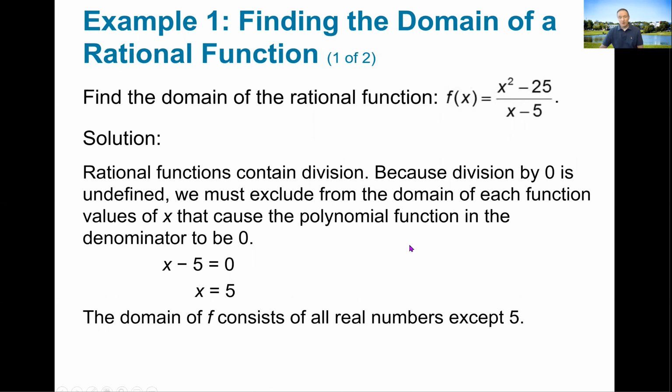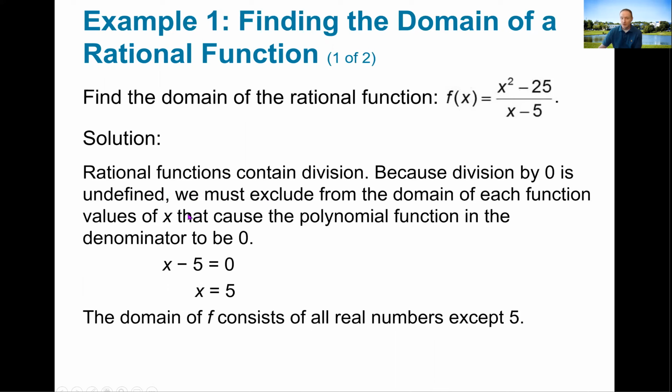Now, finding the domain of a rational function, and I've specifically given you one here that a lot of my students, even really good students, would incorrectly reduce. They'd say, oh, that numerator factors to be x plus 5, x minus 5. The x minus 5s cancel out, so can't I just call this f of x is equal to x plus 5? The problem with that is you cannot cancel out a factor if the fraction couldn't exist in the first place. That's why I say here in the first step, the rational function contains division.